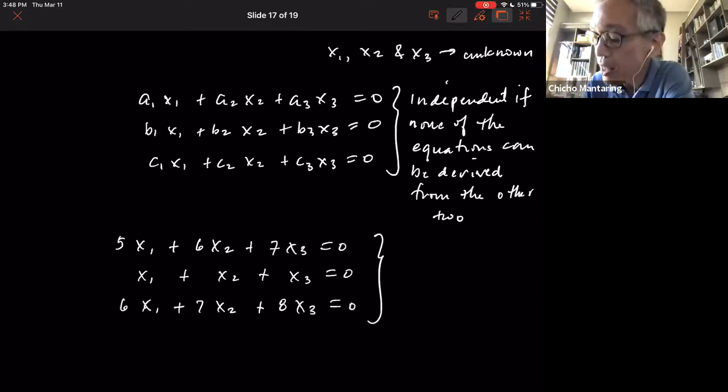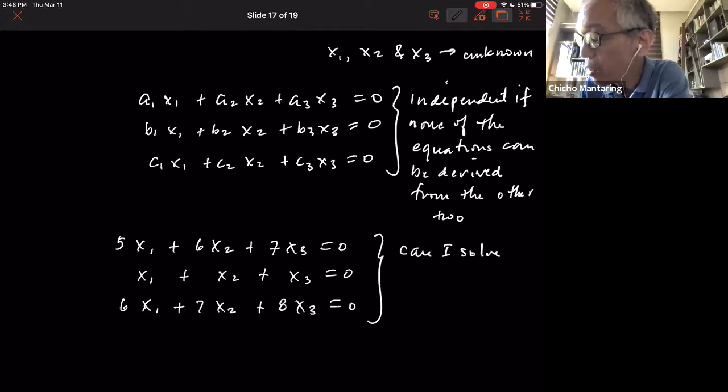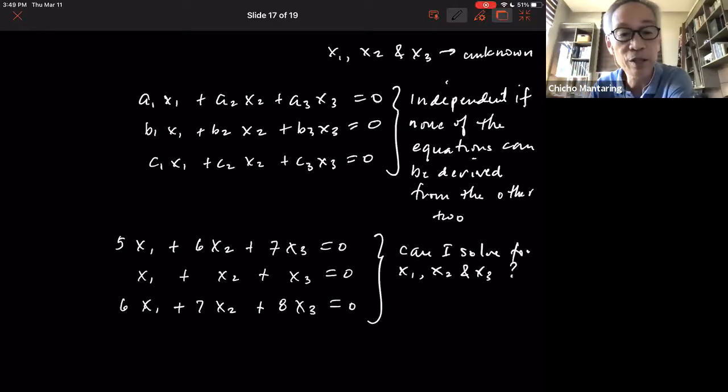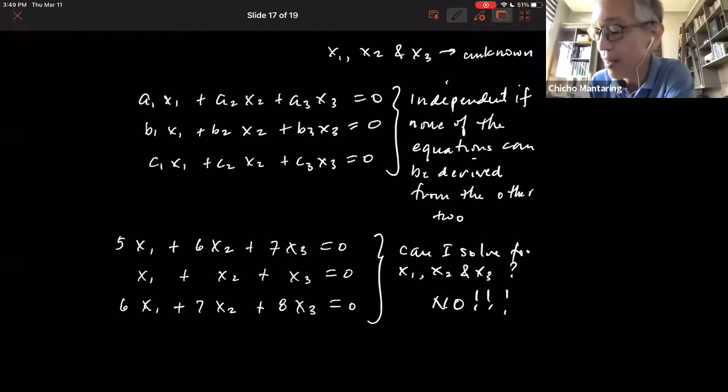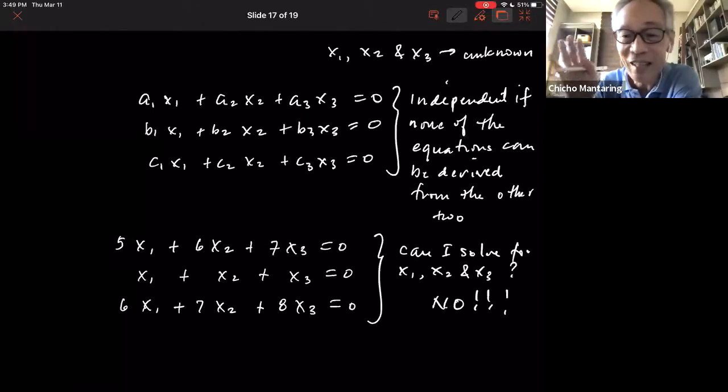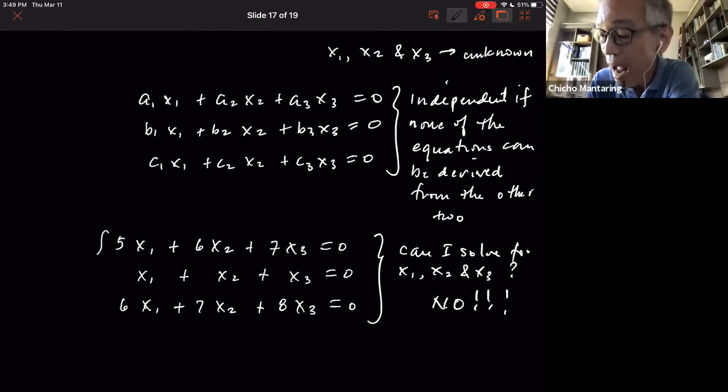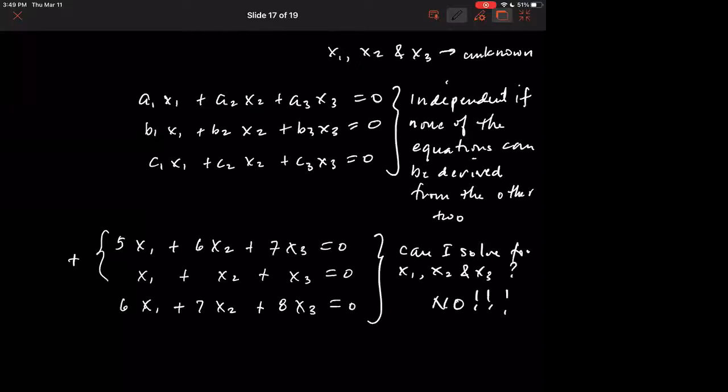Can I use these three equations to solve for x1, x2 and x3? Yun yung question dito. Can I solve for x1, x2 and x3? The answer is no. Bakit? Ang inclination mo, sabihin mo yes, ano? Because I have three equations and three unknowns. But actually, if I add these two, I'm going to get the third. Nakita nyo?